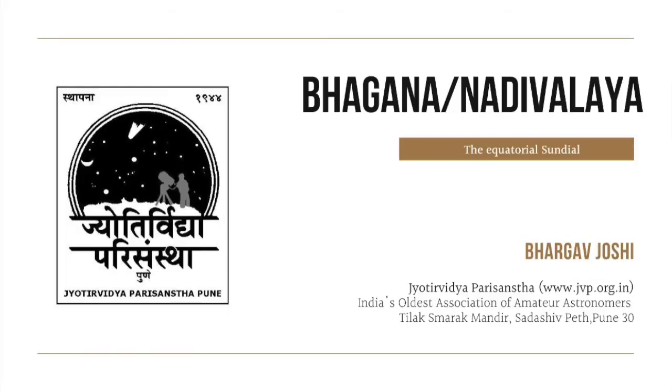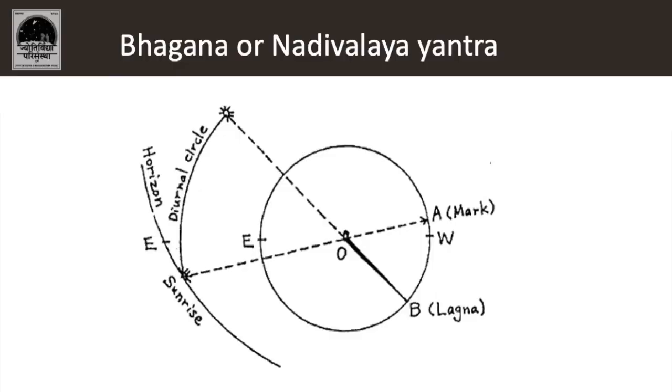The next is Bhagana or Nadiwala Yantra. This is also present in Jantar Mantar. Instead of referring to this figure, I'll show you the image later, which is going to occur in the PPT. So just remember, you're looking at it from the top. You have east and the west direction. O is where the gnomon is.